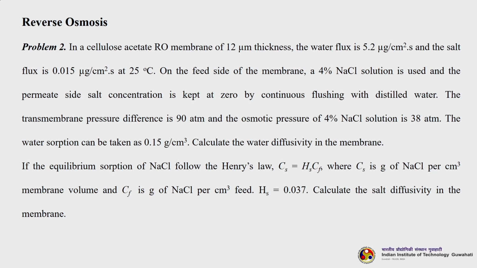Here the problem says that in a cellulose acetate RO membrane of 12 micron thickness, the water flux is 5.2 microgram per centimeter square second and the salt flux is 0.015 microgram per centimeter square second at 25 degrees centigrade. On the feed side of the membrane, a 4% sodium chloride solution is used and the permeate side salt concentration is kept at 0 by continuous flushing with distilled water. The transmembrane pressure difference is 90 atmosphere and the osmotic pressure of 4% sodium chloride solution is 38 atmosphere. The water concentration can be taken as 0.15 gram per centimeter cube. Calculate the water diffusivity in the membrane.